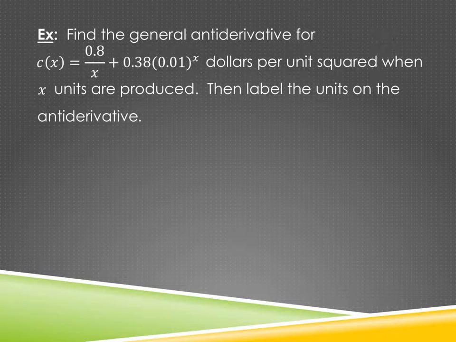This one has context. So it says, find the general antiderivative for the function c of x equals 0.8 over x plus 0.38 times 0.01 to the x dollars per unit squared when x units are produced, and then label the units on the antiderivative. Normally they don't tell you the labeling part, they're just going to assume you did it. They're probably going to say something like find the general antiderivative model. That's kind of one of those keywords that they like to use when they want the language. This one actually wrote it all out for us.